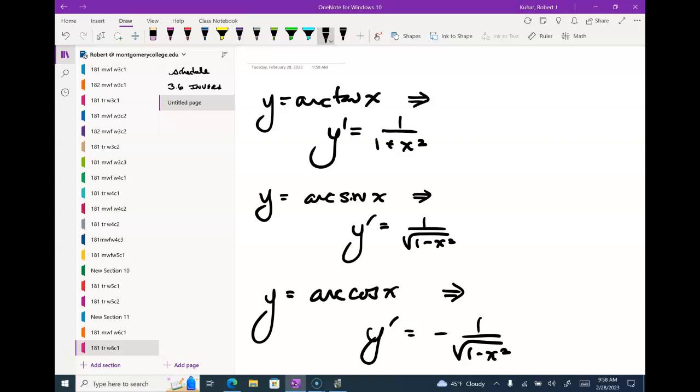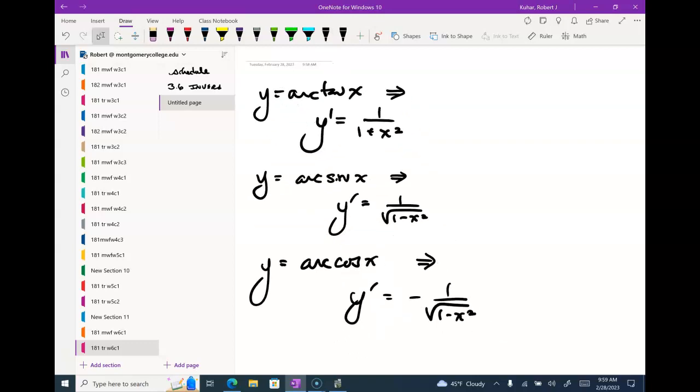So if you see a problem with arc secant, not doing it. Arc cosecant, not doing it. Arc cotangent, not doing it. We'll wait for Calc 2 to do those. Those are not the ones I want you to know. I want you to know these.